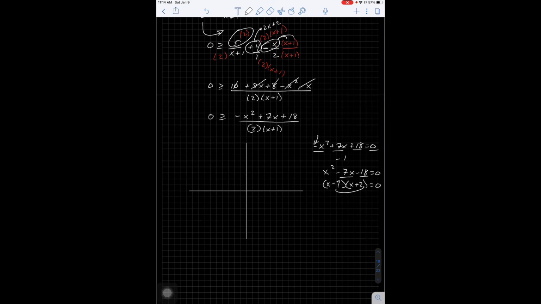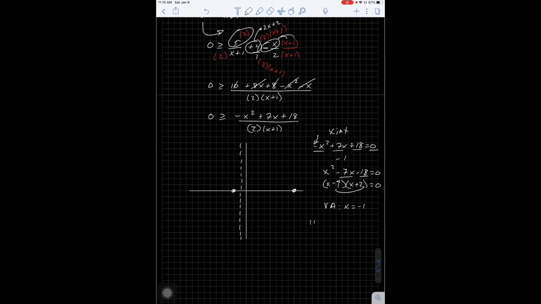So my x-intercepts are at 9 and at negative 2. These are x-intercepts. My vertical asymptote is at x equals negative 1. That's where my denominator equals 0.